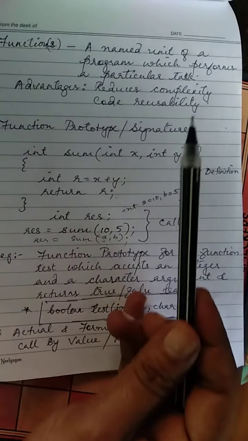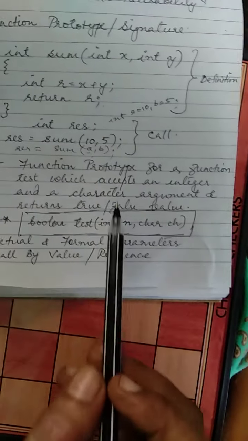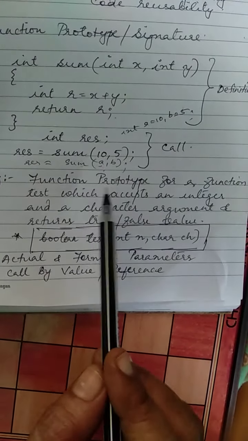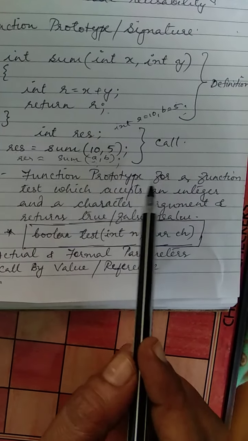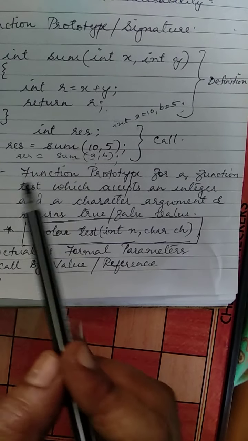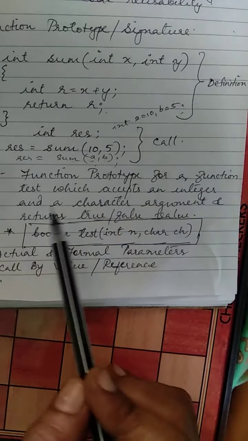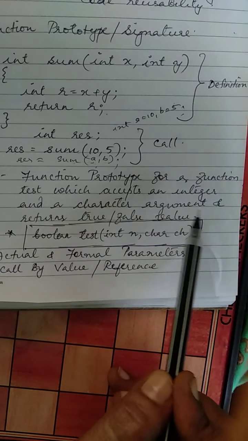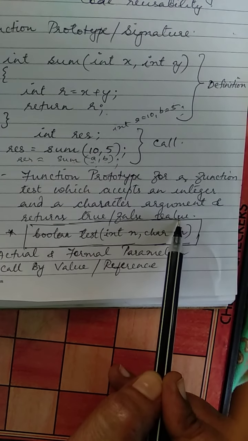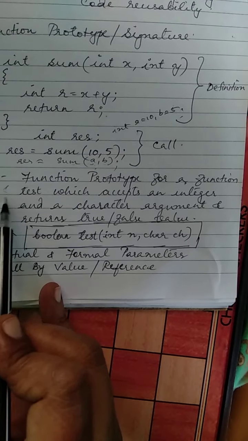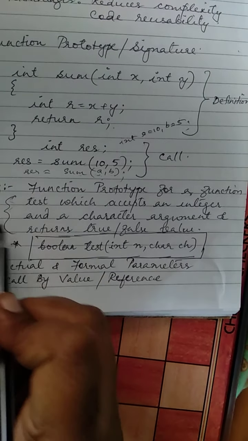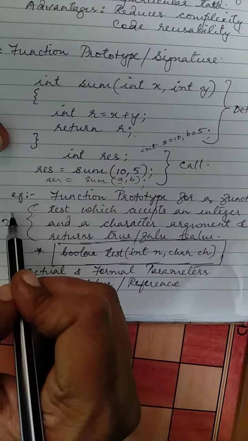Okay, so two questions. Now another important thing is you will be given a question like this. Write a function prototype for a function test. What is the name of the function given here? Test. This function accepts an integer and a character argument and returns true or false value. So this is important. This type of question will come for the exam and the weightage will be 2 marks.